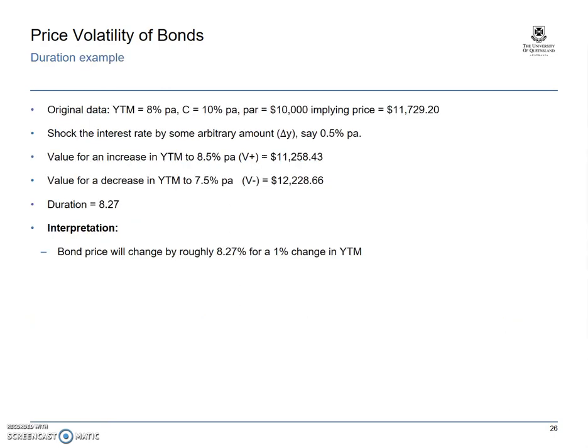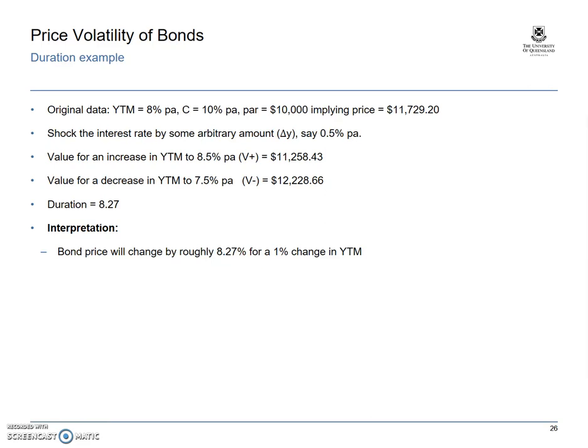So let's look at an example. Our original data for the bond is that we have a yield to maturity of 8%. The bond pays a coupon rate of 10% per annum. The par value is $10,000. So this implies that the price is currently $11,729.20. To work out the duration, we have to have some delta Y.